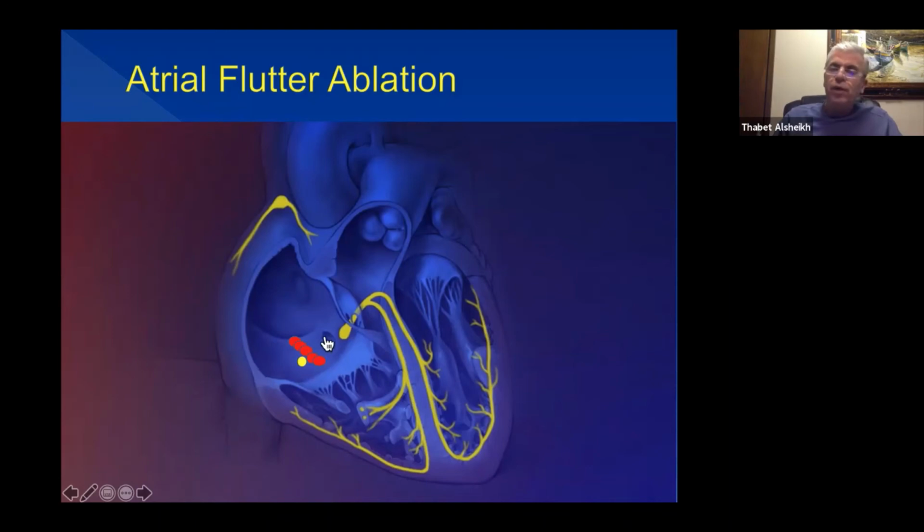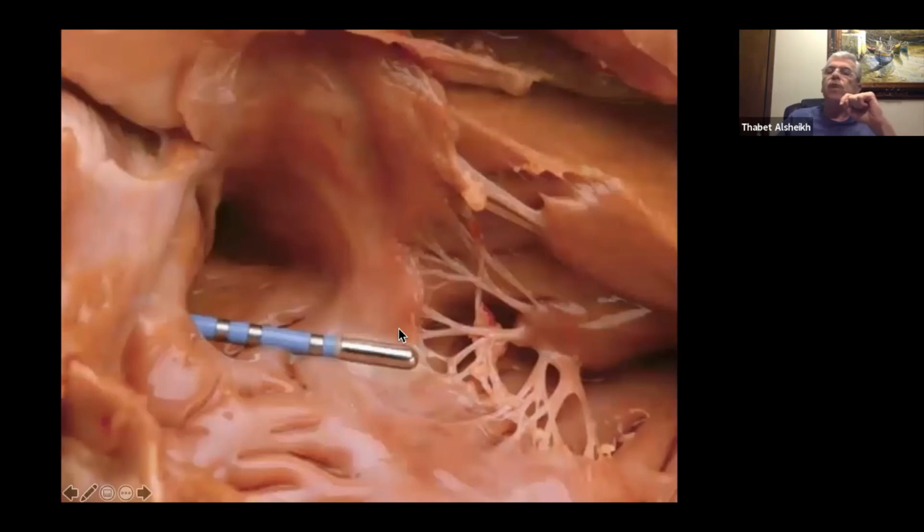No matter where you go, you have a chance of terminating as long as we define that isthmus, that critical path through which the circuit has to go. So you have more leverage and more freedom to go to different areas to terminate a re-entry circuit. But when it comes to focal, you absolutely have to be very accurate and you have to be on that spot. And that's, again, why it's important to recognize the mechanism of tachycardia. Is it focal or re-entrant?